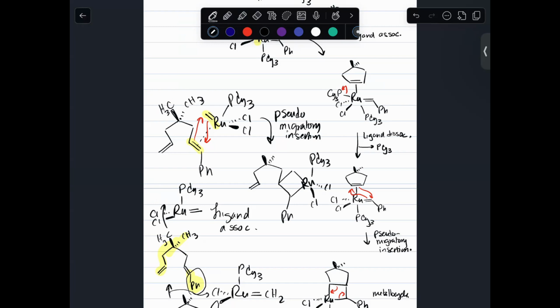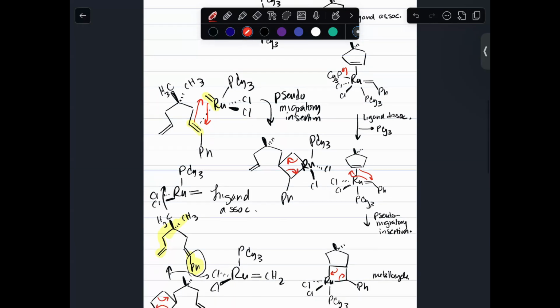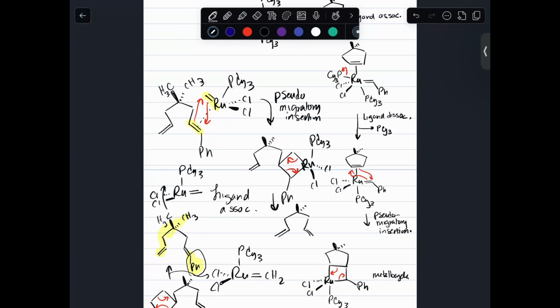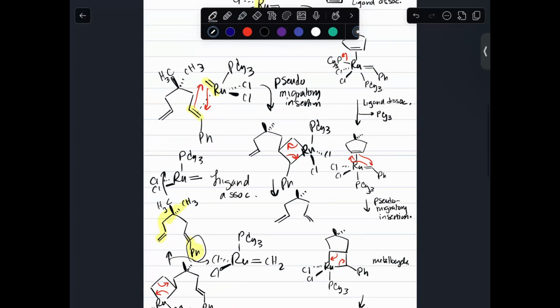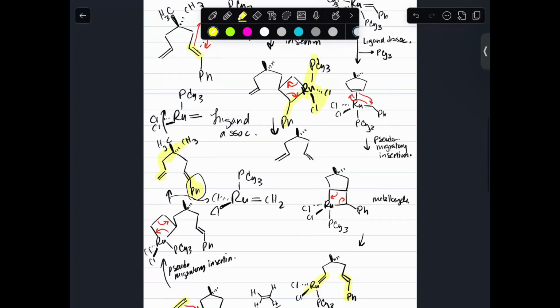And just like before, it collapses and it generates not only my product, but the precursor to my product. So there's my product. And let me go ahead and draw out the precursor to my product right underneath. You can see the double bond. All I need, like before, is to add my phosphine ligand.